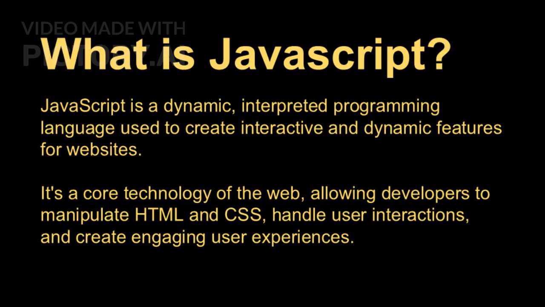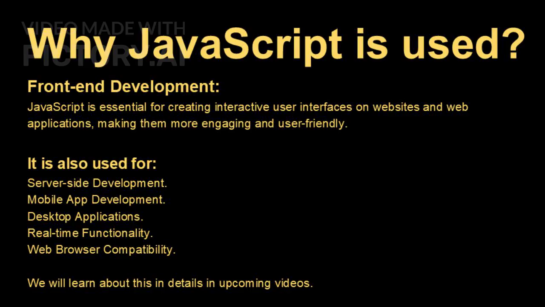As a core technology of the web, it allows developers to manipulate HTML and CSS, handle user interactions, and create engaging user experiences. JavaScript is essential for creating interactive user interfaces on websites and web applications, making them more engaging and user-friendly. It's also used for server-side development, mobile app development, desktop applications, real-time functionality, and web browser compatibility. We'll explore these uses in detail in upcoming videos.